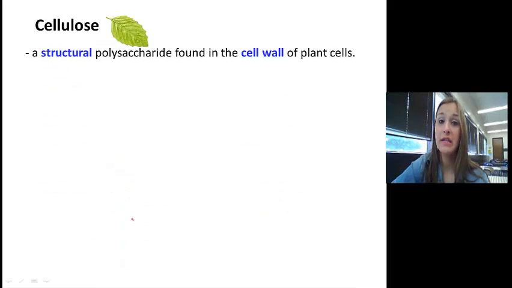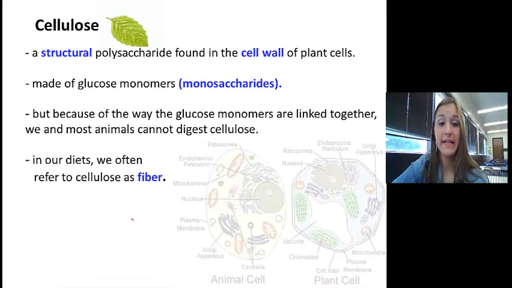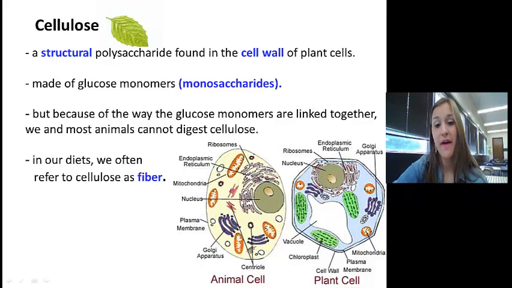Cellulose is the example of a sugar that is found in the cell wall of plants. So here we have an animal cell and we have a plant cell. Plants have this extra wall. They have this cell wall that makes them not collapse. They need that extra support. So there's a sugar found in the cell wall called cellulose. So cell wall, and you know it's a sugar because it ends in ose. We can't digest cellulose in our diet. It's referred to as fiber.